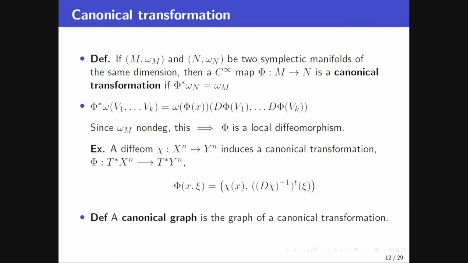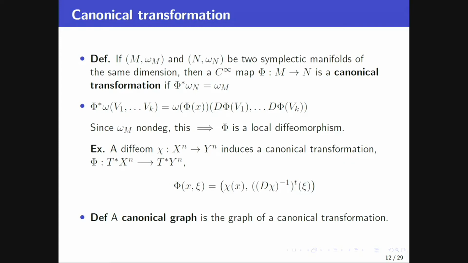Okay, now we're going to define the canonical transformations. So we have two symplectic manifolds of the same dimension. We have a smooth map. This is a canonical transformation if the pullback of omega N is omega M. Yeah? Omega M is the symplectic form on M, omega N is the symplectic form on N. And if this is the case, it's called a canonical transformation. The graph of this is a canonical graph.